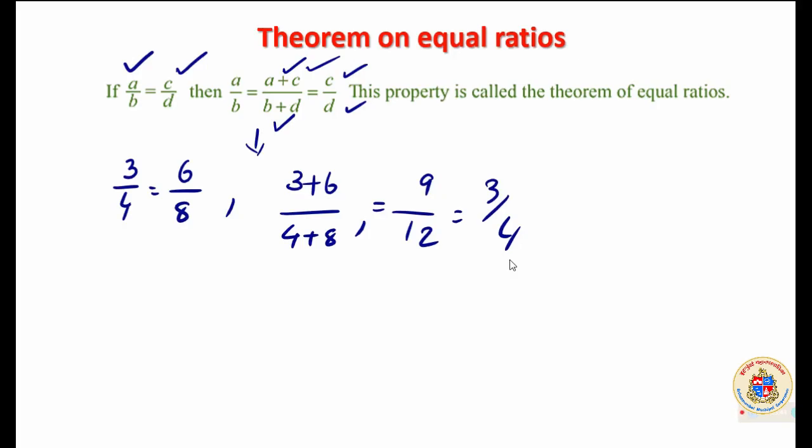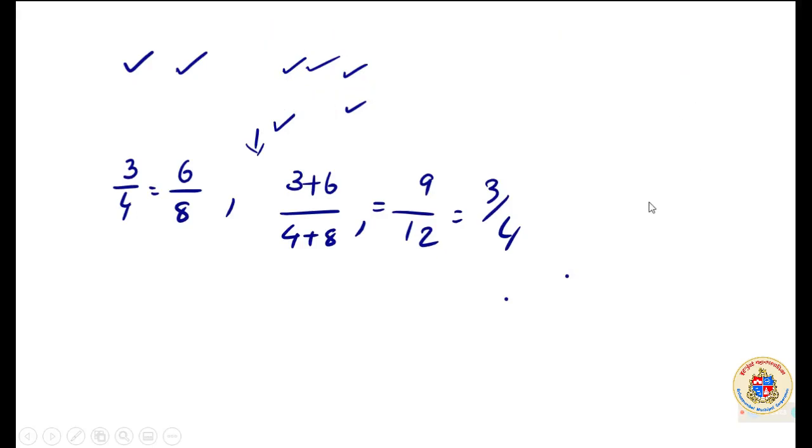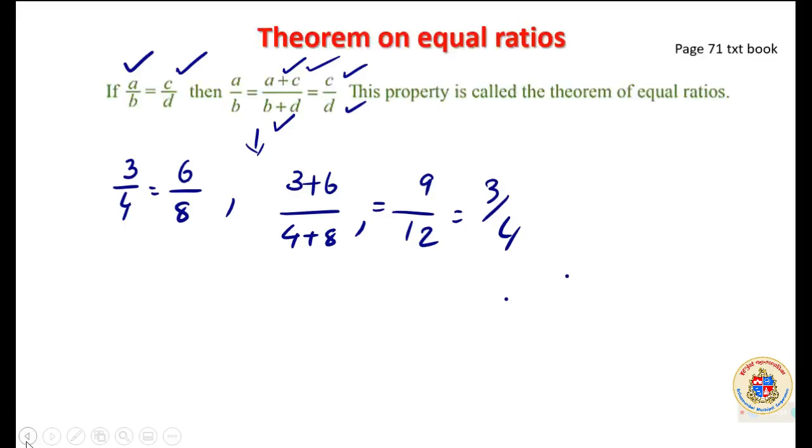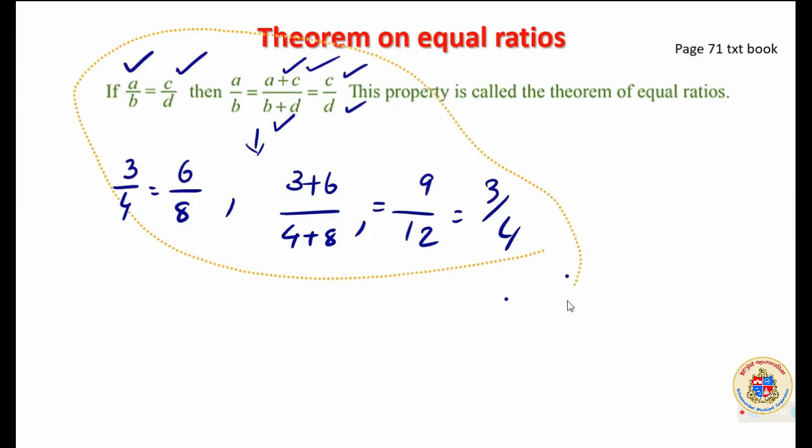So this is another relationship you can accept, or another kind of ratio between the equal ratios. The theorem on equal ratios says that if you add the numerators, and if you add the denominators, that also maintains the ratio. And this is very clearly and logically explained in your textbook, on page number 71. You can use that. Okay, so that is the first aspect which I have to tell you in this video. Then we will move on to other aspects mentioned in the textbook.